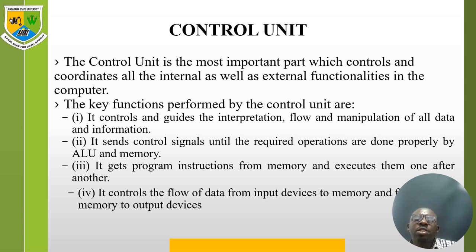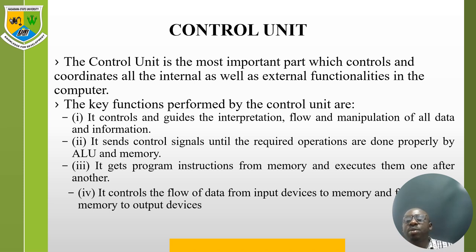Three, it gets program instructions from memory and it executes them one after another. So by the time you want an instruction carried out from the memory, you want to retrieve something and do something in your system, of course, the control unit handles that. Then the last one controls the flow of data from input devices to memory and from memory to output devices.